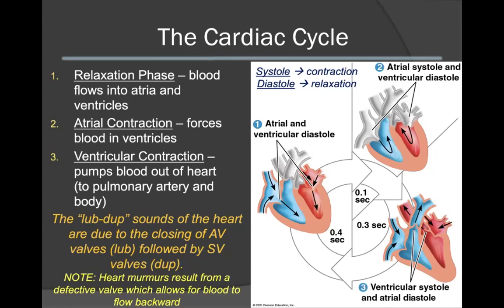The lub-dub sound of a typical heartbeat is actually due to the closing of the AV followed by the SV valve, or atrioventricular followed by the semilunar valves. Heart murmurs will result if there is a defect in any of the valves. If any of these valves are defective, they will allow for blood to flow backward through the heart.